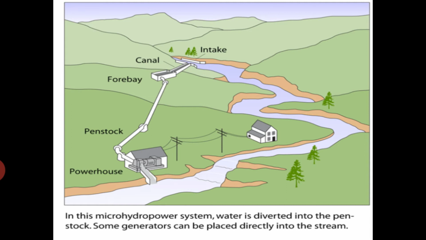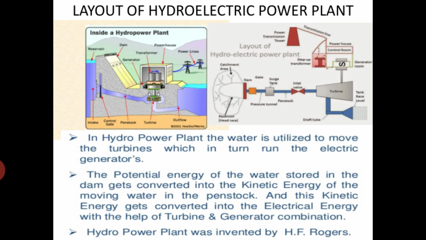In this particular lake, the water is being fed into the canal. Then from the canal, the water is stored at the forebay, and from the forebay, the water is again carried through the penstock and supplied to the powerhouse. So this is the general layout of a hydroelectric power plant. As I said, water may be supplied either from a natural lake or a reservoir located at higher elevation, or by constructing a dam across the river.